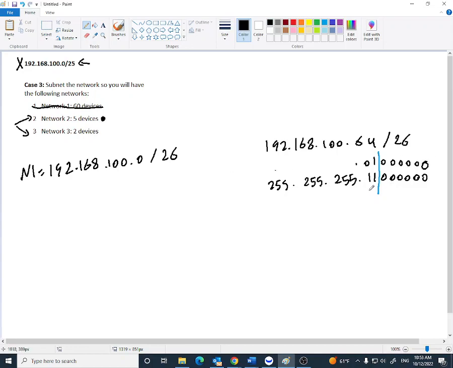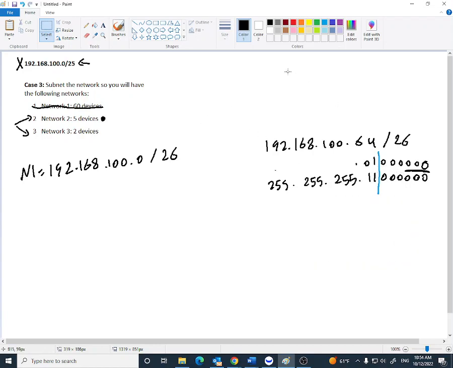Now the question is, how many bits do I have to keep out of those 6 so I can get 5 devices? And the answer will be 3. Because 2 to the power of 3 is 8, and 8 minus 2 is 6, and 6 is greater or equal to 5. So that is telling me that I have to keep 3 bits.